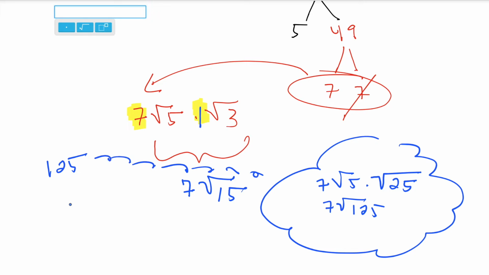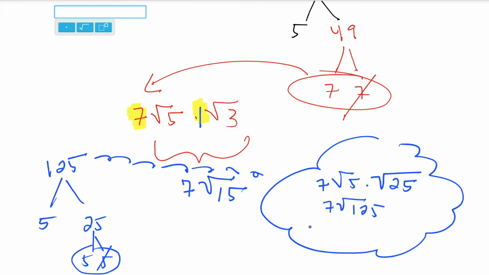Long bubble extension. 125, and then always just put your primes on the left just to make it easier. Yeah. So what do you want to put off to the side? 5 and 25. Then 5 and 5. And we can take out a 5 and keep a 5. So 5 root 5, right?